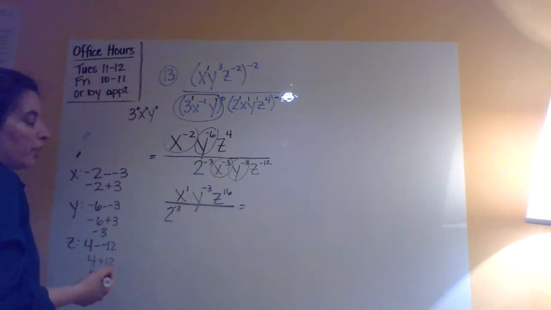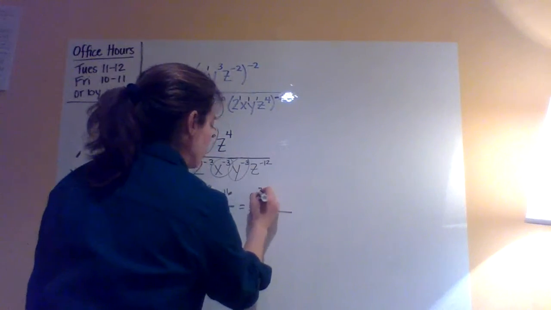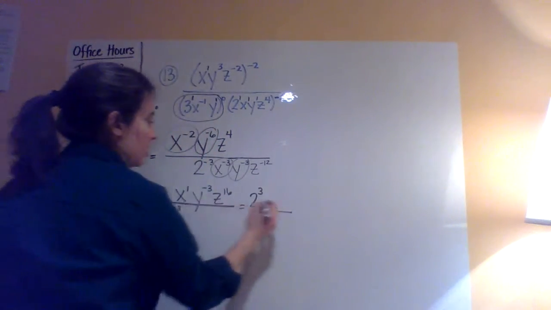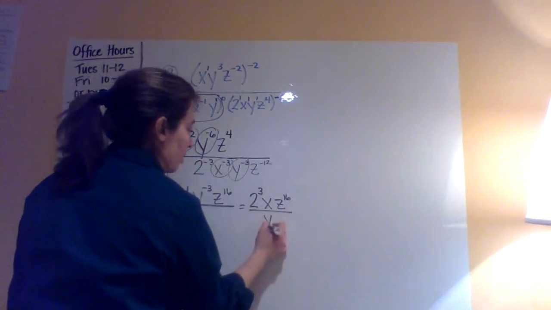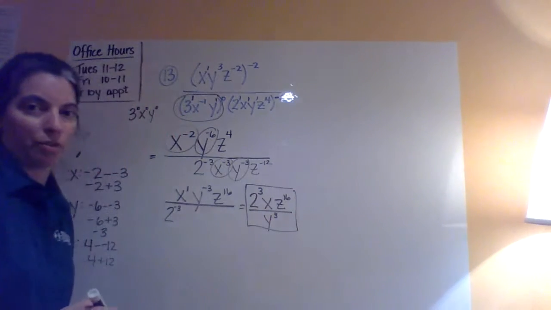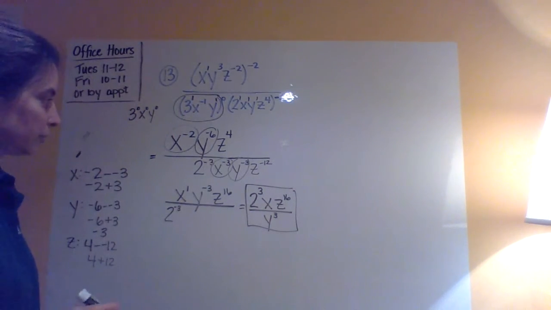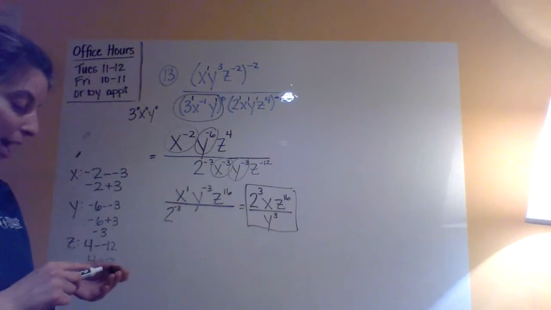So now let's move things around so that they're positive. So the 2 is actually going to go up on top. So 2 to the +3rd, x and z to the 16th are going to stay on the top, and y is going to go to the bottom to be a +3rd. Okay, so that was lots of practice there.